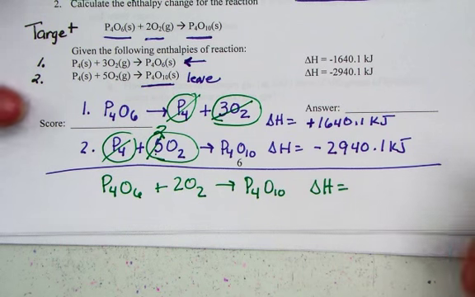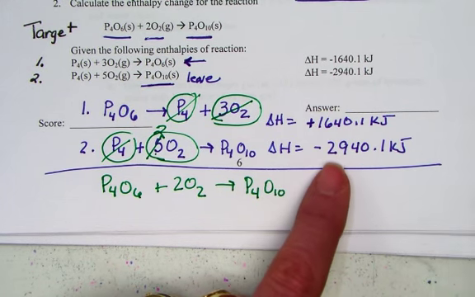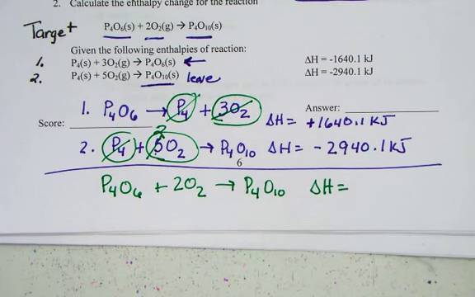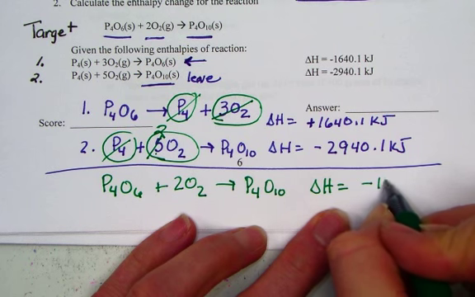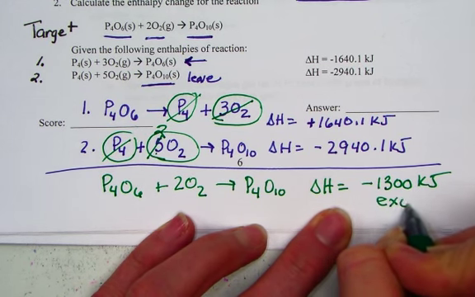When I add together elementary reaction 1, its heat, with the elementary reaction 2 of its heat, we'll find our final answer. So let's add positive 1640.1 plus a negative 2940.1. I get a value of negative 1300 kilojoules, an exothermic value.